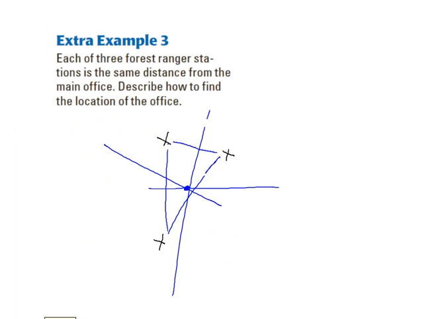Our last example has to do with three forest ranger stations that are the same distance from the main office. Describe how to find the location. Well, let's look at this drawing. We have three forest stations, and they are equal distance to the main office. We want a main office somewhere in the middle of the three forest rangers, and we can describe how to find that location of the office.